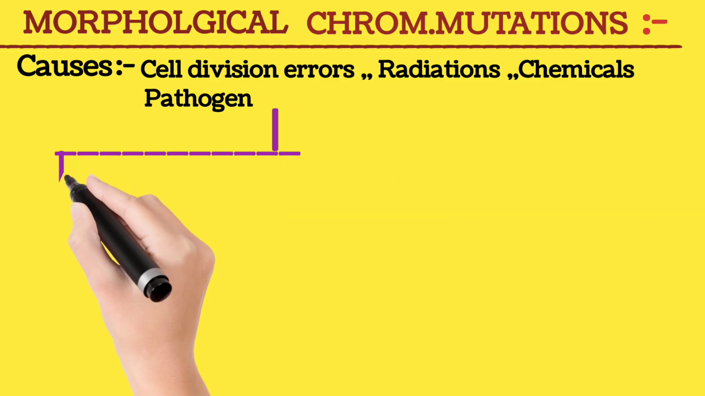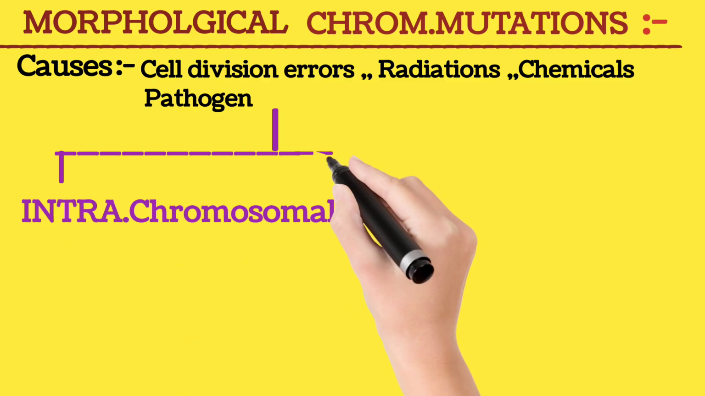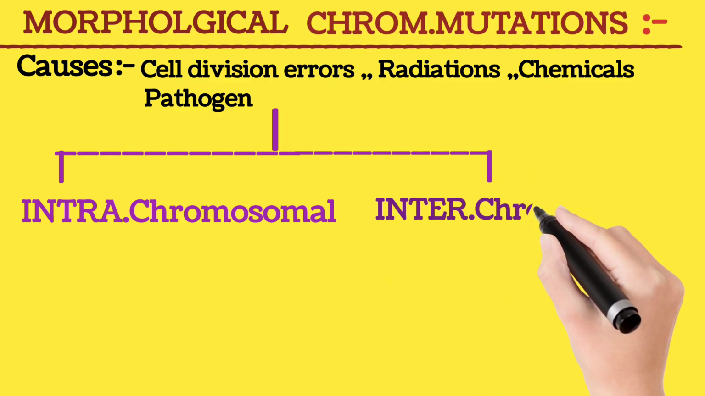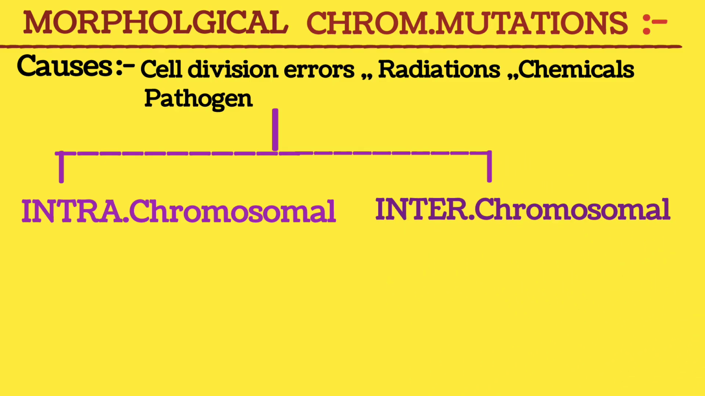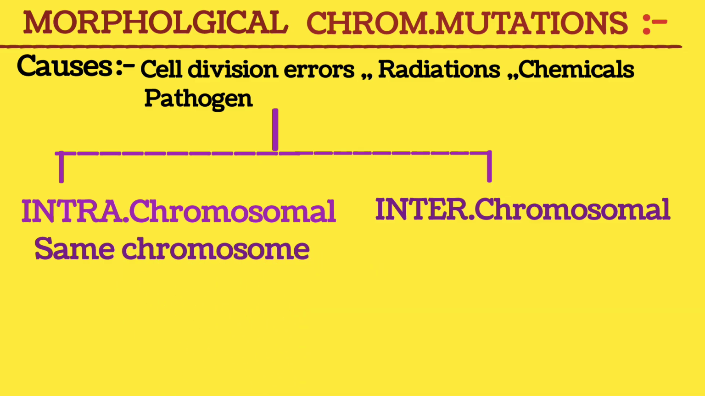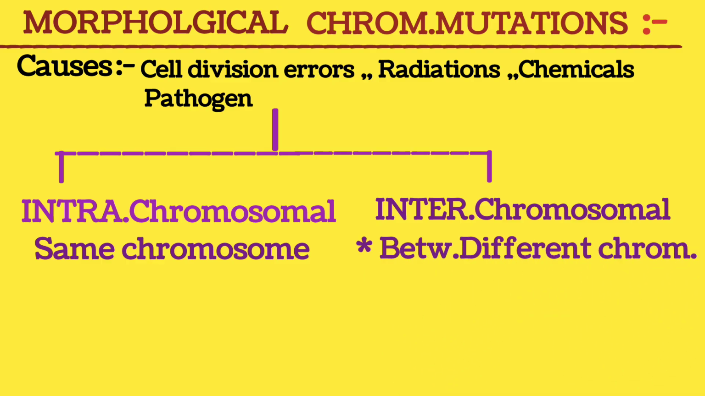Now, proceeding with our topic, these mutations have two types. Number one, intrachromosomal, and second, very important, interchromosomal mutations. Those mutations which take place in a single chromosome, or which involve the same chromosome, are known as intrachromosomal mutations, while interchromosomal mutations occur between two different chromosomes. I hope you got the point.